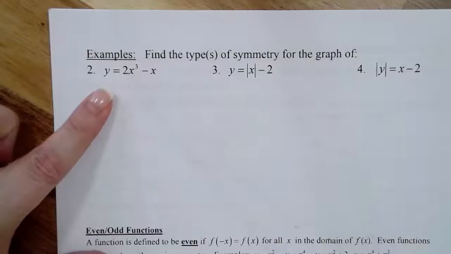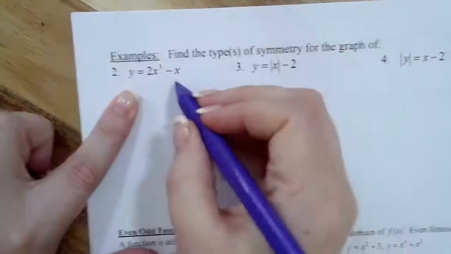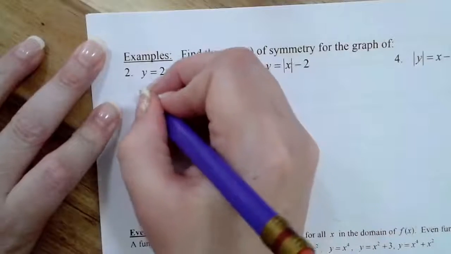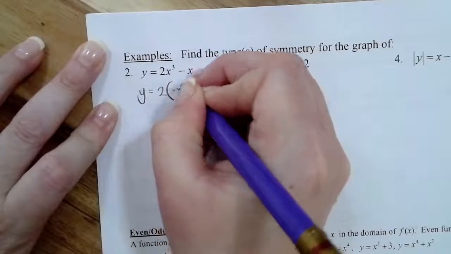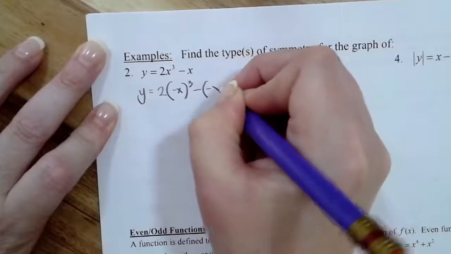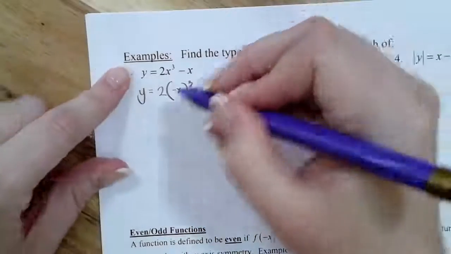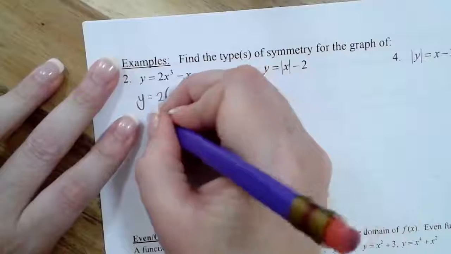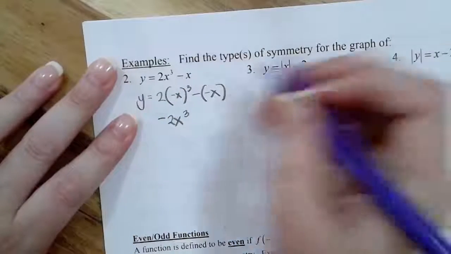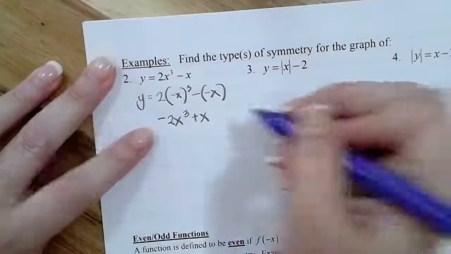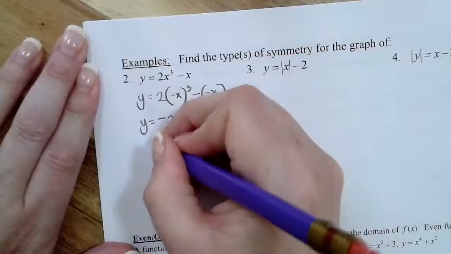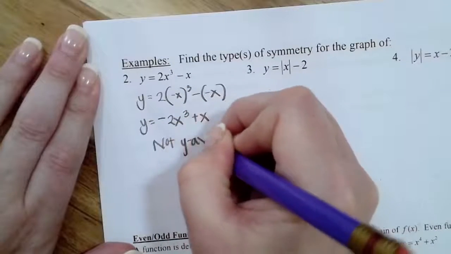So on number 2, the first test I'm going to do is the y-axis. Remember, replace x with negative x. So y equals 2 times negative x to the third minus a negative x. We want it to produce the same exact equation. So negative times negative times negative is still a negative. So this would be negative 2x to the third. Negative negative makes positive. This is not the same equation as this. It has changed. So not y-axis.